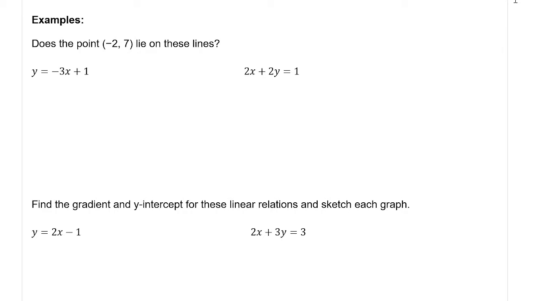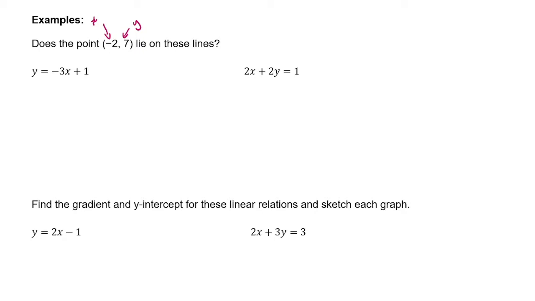Okay guys, let's get into these examples. So here's our first example. Does the point (-2, 7) lie on these particular lines? The easiest way to do that is to substitute these values, our x value and our y value, into the equation. Then if one side is equivalent to the other, it lies on the line.